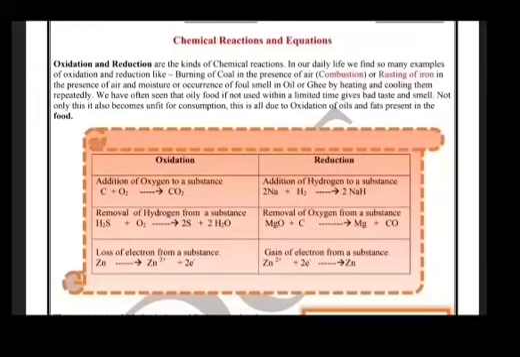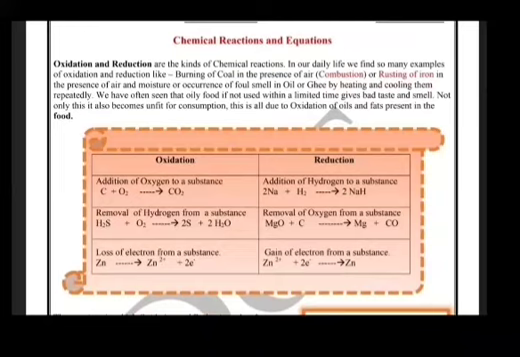Now the study of reduction, which is just the opposite of oxidation. First point, addition of hydrogen to a substance. Sodium plus hydrogen gives NaH. Here hydrogen is added, so it is reduction. Second, removal of oxygen from a substance. Magnesium oxide plus carbon gives Mg plus CO. Here magnesium oxide loses oxygen and makes magnesium. That is a reduction reaction.